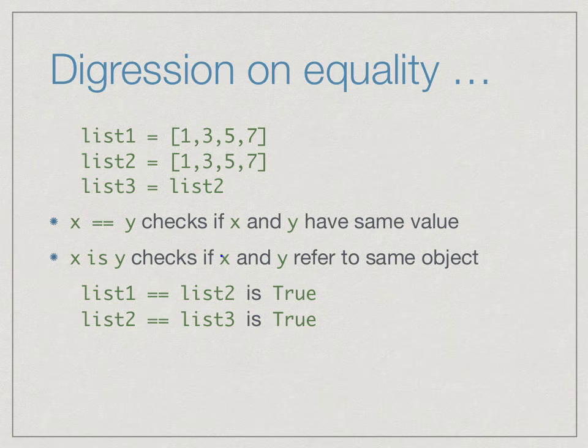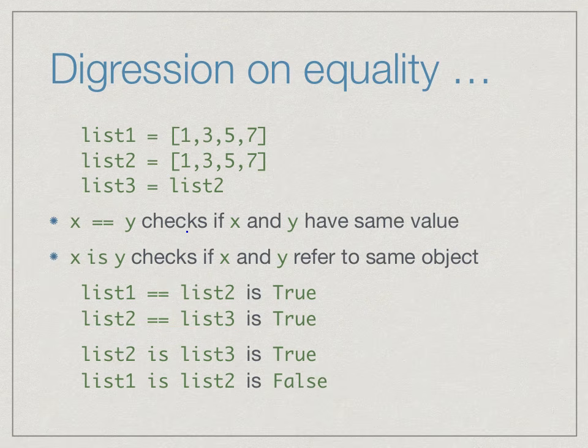So going by this description of the way == and is work, obviously if list2 and list3 are the same object, they must always be equal. So if x is y, then x will always be equal to y because they are actually pointing to the same thing. But in this case, although list1 and list2 are possibly different lists, they are still equal because the value is the same. On the other hand, if I look at the is operation, then list2 is list3 happens to be true because we have seen that this assignment will not copy the list, it will just make list3 point to the same thing as list2. On the other hand, list1 is list2 is false. That's because they are two different lists.